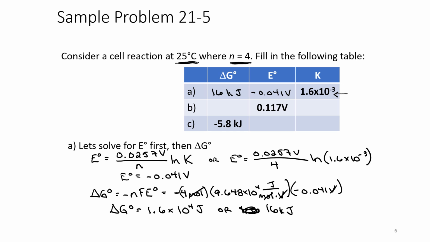Again, does that make sense? Well, if it were spontaneous, then our delta G would be negative, but delta G is positive. If it were spontaneous, our voltage would be positive, but it's negative. So both of them are agreeing with each other that this is a non-spontaneous reaction. All right, now we can fill out parts B and C on our next slide.